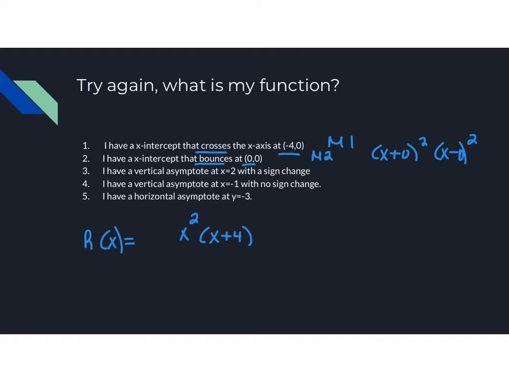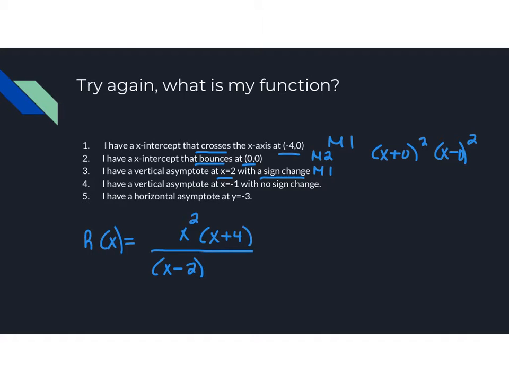Next, I read that I have a vertical asymptote at x equals -2 with a sign change. As soon as I read that I have an asymptote, that confirms that I have a fraction, or a rational function. And I know that my vertical asymptotes go in the denominator. So that's going to be a factor of x plus 2. Sign change means multiplicity of 1.